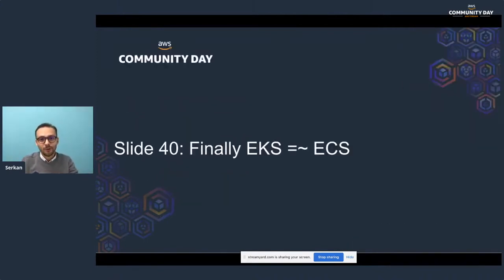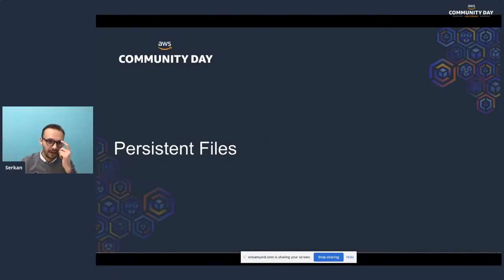So finally, we configured an EKS. It's almost similar to ECS functionalities. I wish I had the time to talk about when to use EKS and when to use ECS, but I just put a question here. Make sure that you really need a Kubernetes cluster. There are also some other alternatives at AWS.